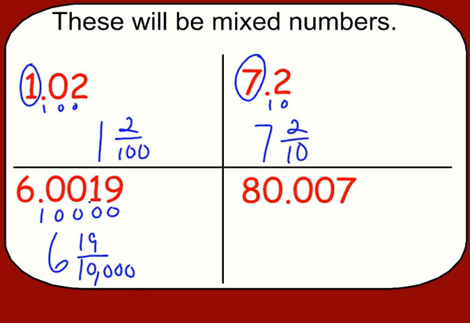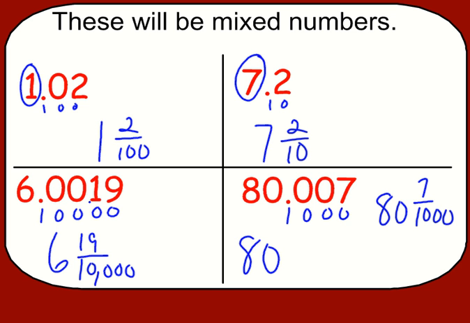Now, if you can just read this next one and you know that it says 80 7 thousandths, then just go ahead and write the mixed number. Or you can use this little trick, just put a 1 under the decimal, zeros under the numbers. That would be 80 7 thousandths.